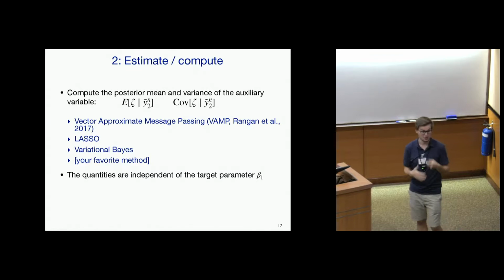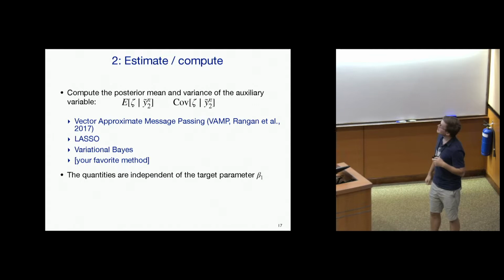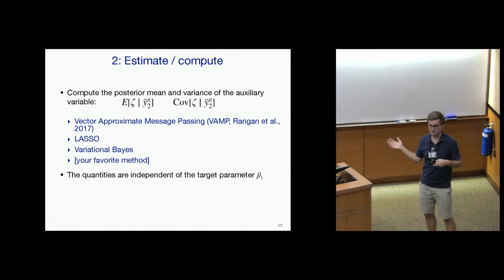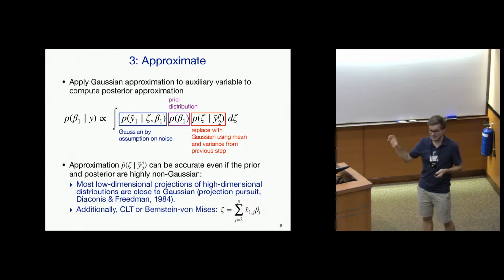And it's important to note, you don't have to actually be good on each beta, you just have to be good for the zeta, which is in some way a slightly easier problem, because that's a scalar rather than a p minus one dimensional set of betas. And also, beta 1 is of interest, so doing these computations is not changed by what the actual value of beta 1 is. So that's the estimate, the mean and the covariance.